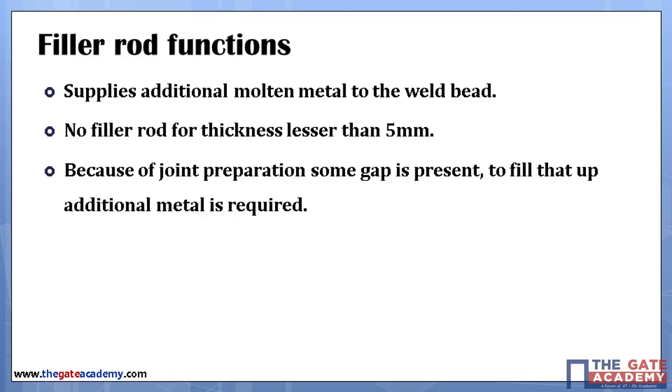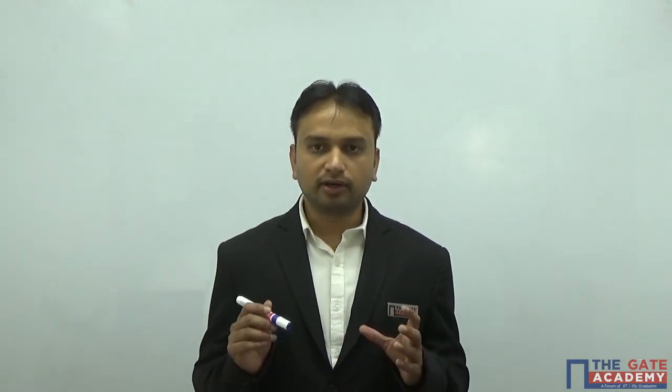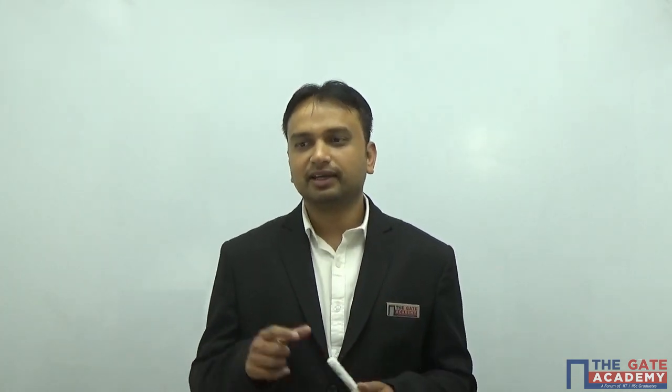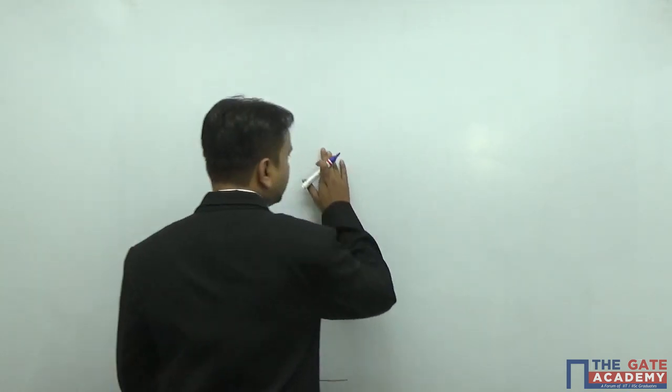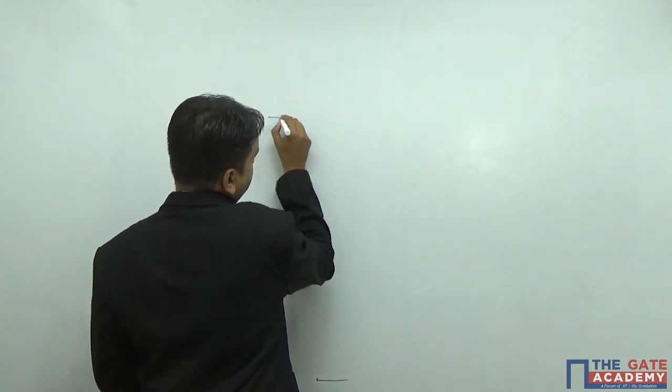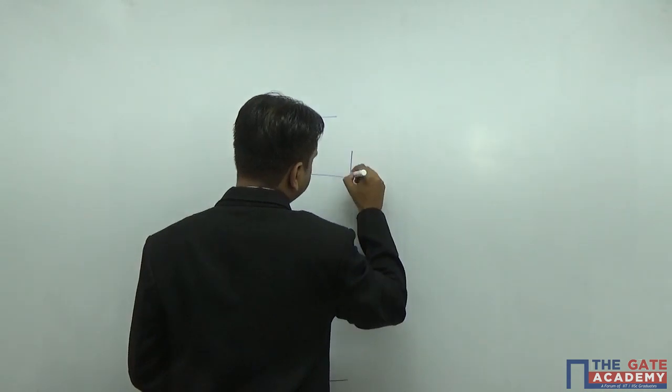Let us move to the next slide. The next slide says about the filler rod. Now what is a filler rod and why do we use it? Filler rod is the rod that provides extra molten metal. Okay, so why do we use it and when do we use it? Let me tell you that I am indicating the butt joint here, you can see.